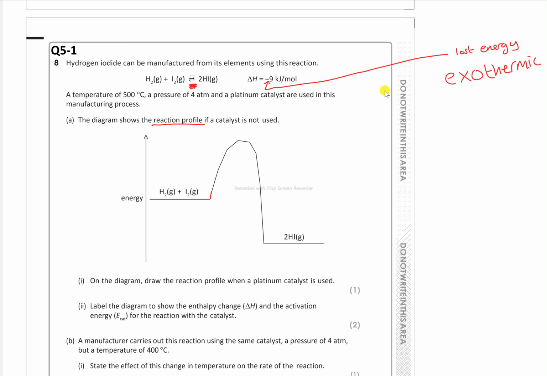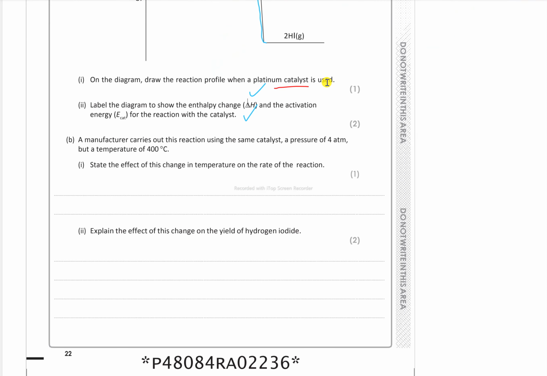That's supposed to be a smooth curve anyway, by the way. Right, okay. On the diagram, draw the reaction profile when a platinum catalyst is used. So what did we say? A catalyst is going to start here, go lower, and then end down here. Draw a line, and then that there will be E, energy change with the catalyst. Yeah, we've done that. Right, that's it. We're not interested in this.